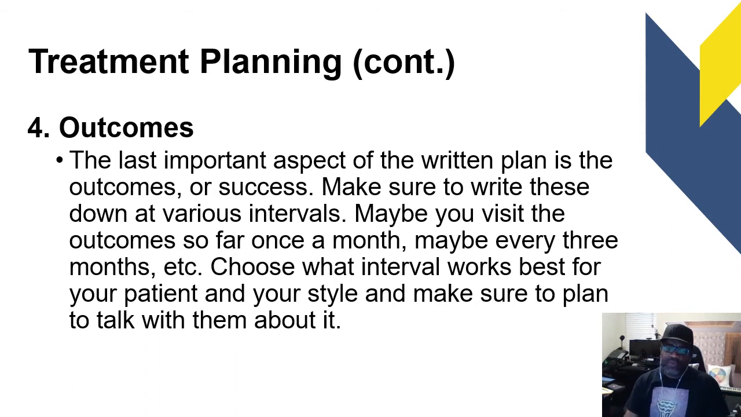Treatment plan continued. 4, outcomes. The last important aspect of the written plan is these outcomes or successes. Make sure to write these down at various interviews. Maybe you visit the outcomes so far once a month, maybe every 3 months, etc. Choose what interval works best for your patient and your style, and make sure to plan to talk with them about it. Is this still the primary goal, or do we need to adjust something?